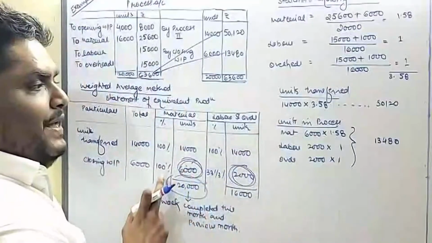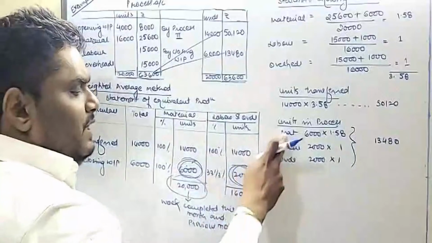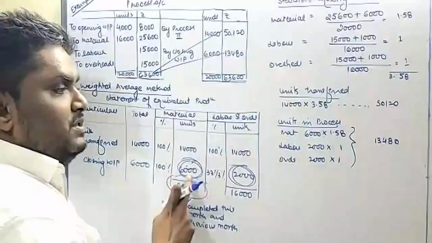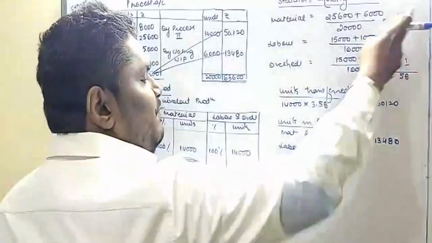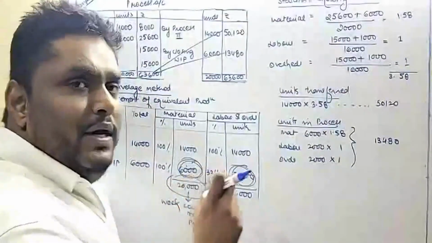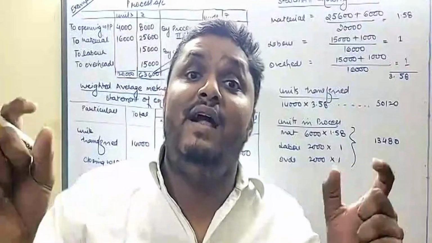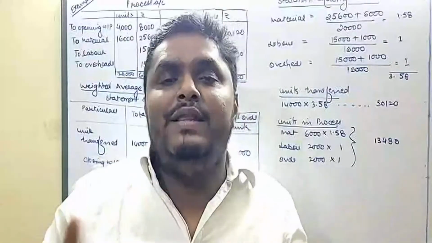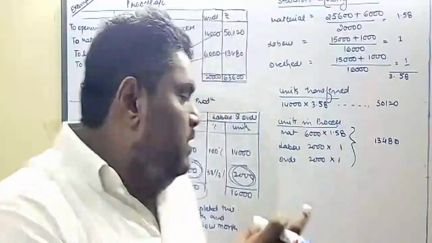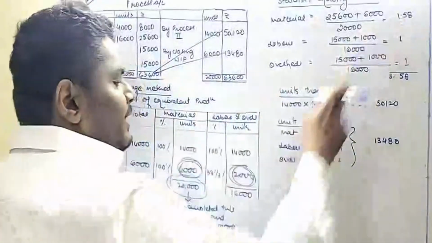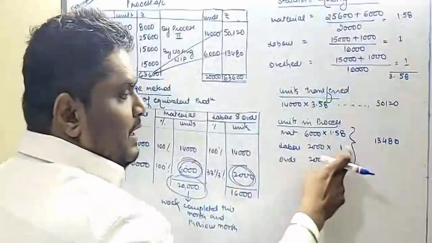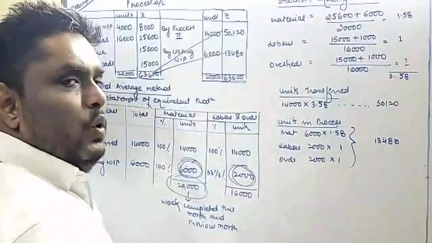So when talking about the calculation of closing work in progress, the material cost is 6,000 into 1.58. These units, 6,000 and 2,000 units, represent units that are 100% complete. That is what the equivalent number of units says. So 6,000 into 1.58, 2,000 into 1 and 2,000 into 1.